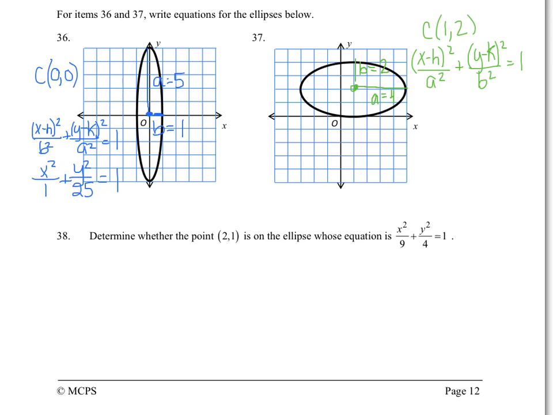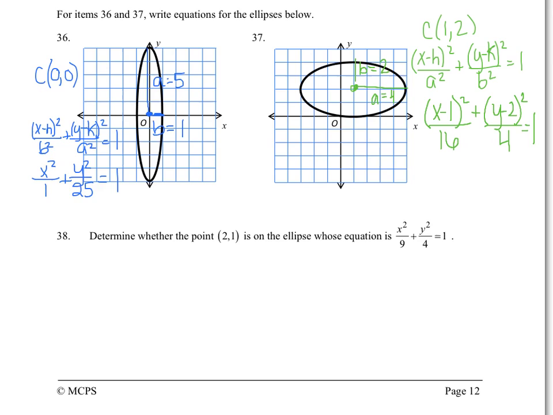So putting this all into my equation, x minus 1, because that's my h, squared, plus y minus 2 squared. And then I'm going to have that over a squared. Well, a is 4, so 4 squared is 16. B squared is 2 squared, which is 4, and this is going to equal 1. So my equation for 37 is going to be x minus 1 squared over 16 plus y minus 2 squared over 4 equals 1.